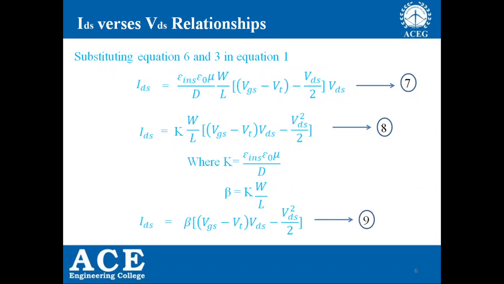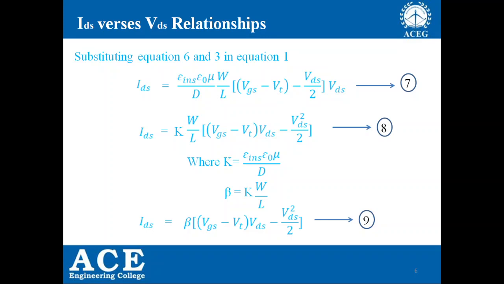So let us multiply this Vds into this equation, so that IDS equal to K into W by L. So let us have a factor here, K. I will tell you now what this K is. K is epsilon ins into epsilon naught into mu by D. This K is a technology dependent parameter, and if we write IDS in terms of K, this will become IDS equal to K into W by L into Vgs minus Vt into Vds minus Vds square by 2.